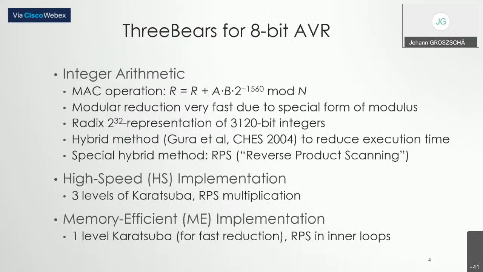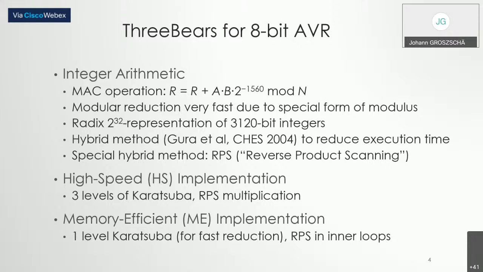So from an arithmetic point of view, the main operation of ThreeBears is a multiply-accumulate operation where you basically multiply two large integers together and do a modular reduction, modulo this special prime that we have seen on the last slide. There is also a factor of 2 to the minus 1560 here, which is due to reducing the distortion of the noise, but it's not a big issue in the implementation. The modular reduction is very fast.